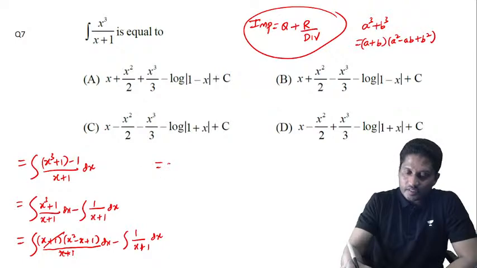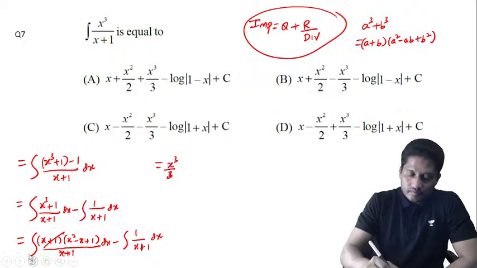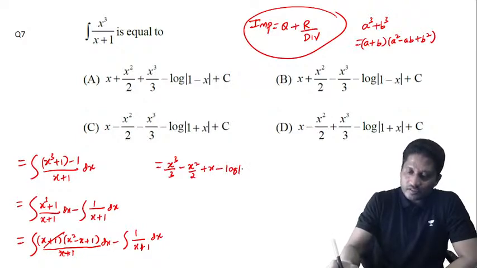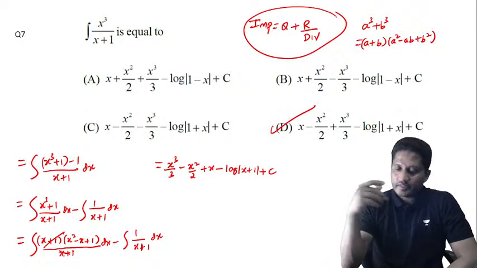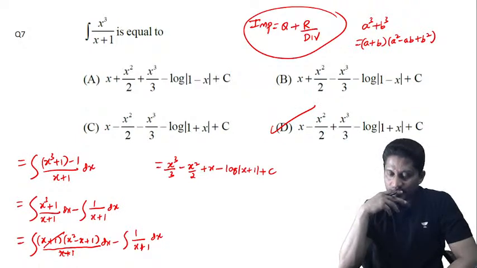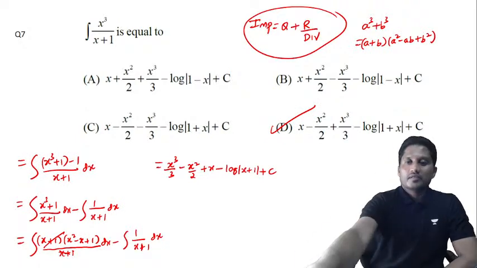Okay, integration of x square is x cubed by 3. Integration of x is x square by 2, dx is x. And integration of 1 by x is log x. This is log of x plus 1 plus c. Okay, answer is option D only. x minus x square by 2, x cubed by 3, log of 1 plus x plus c.